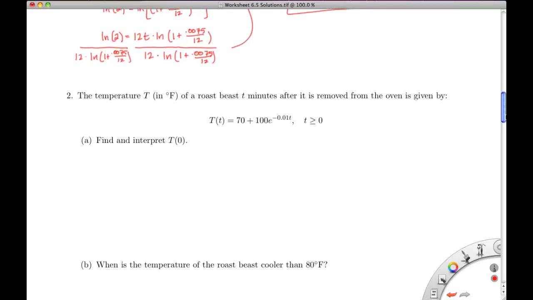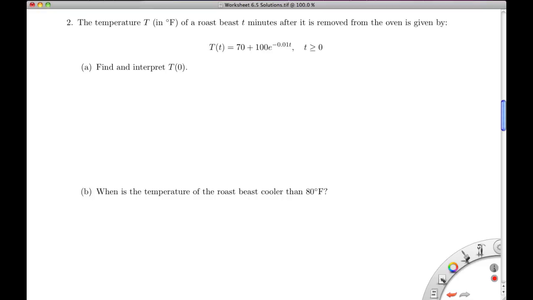Okay, so now we're going to move on to number 2. We've got the temperature in Fahrenheit of a roast beast t minutes after it's removed from the oven, given by this formula right here. First we're asked to find and interpret T of 0. Well, this is easy. We just plug in 0 for t and see what we get. So again, that's time equal to 0 minutes, just for context.